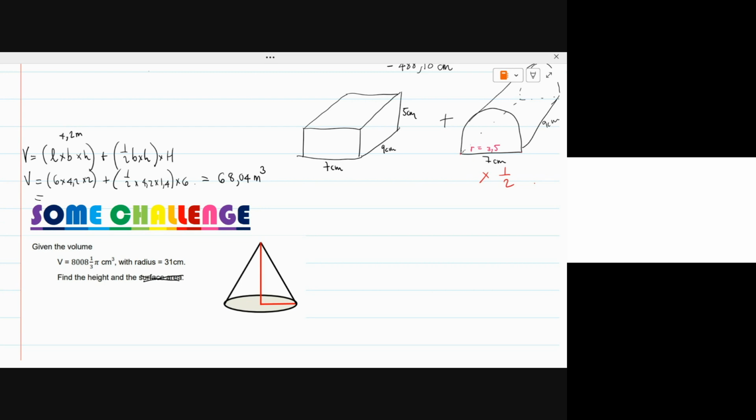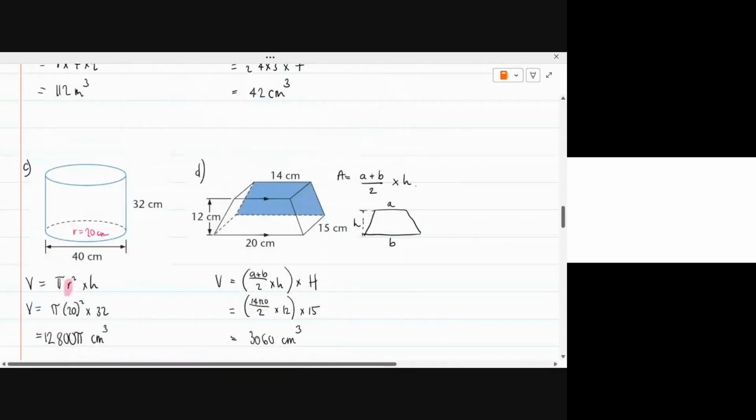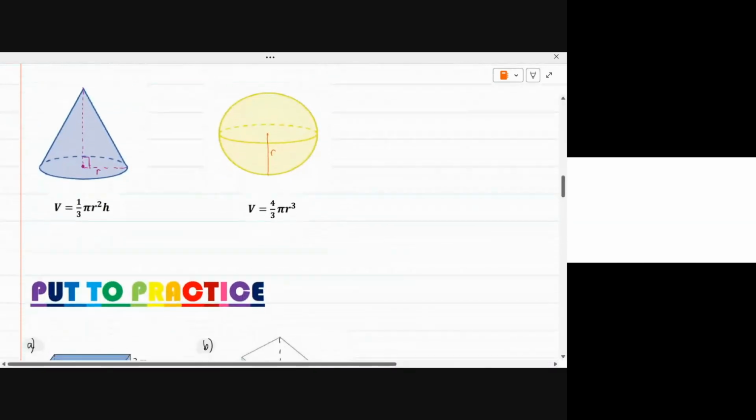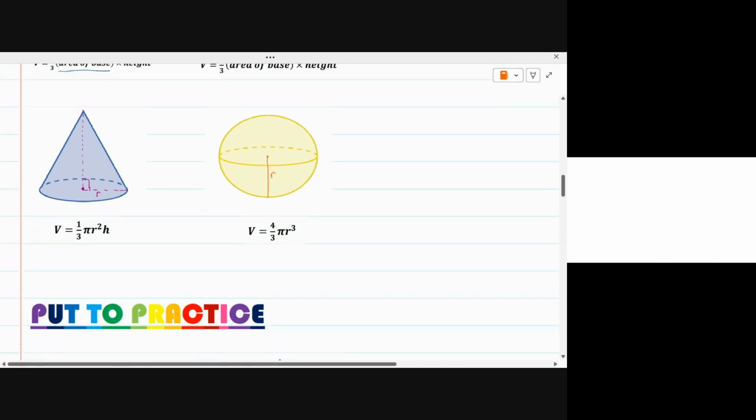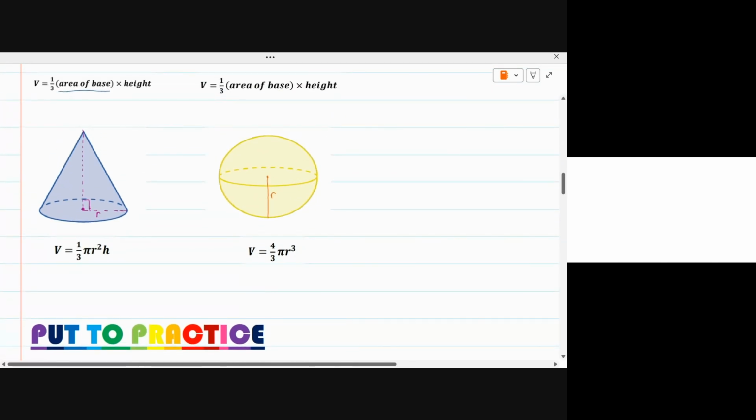So what we do know is that we've got a cone. Let's remind ourselves what the formula for the volume of a cone is. The volume of a cone is equal to a third, or am I lying? Wait, guys, I feel like I'm lying. Hold on, let's go back. No, I'm not lying. There it is: a third pi times radius squared times the height.